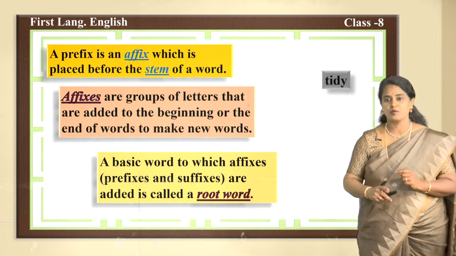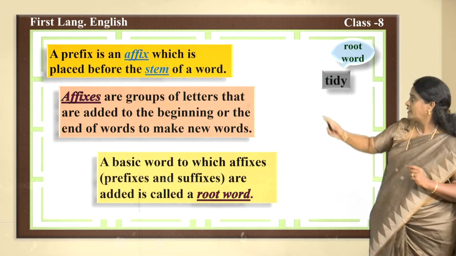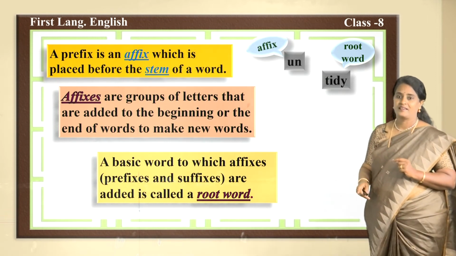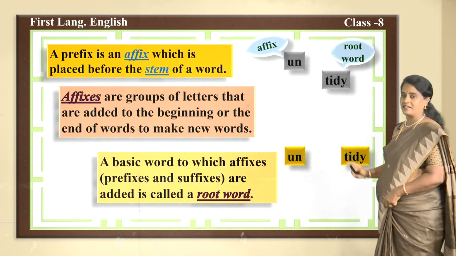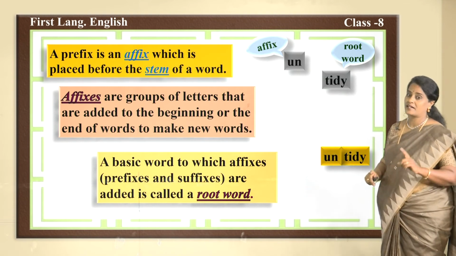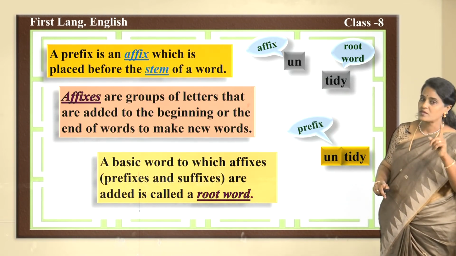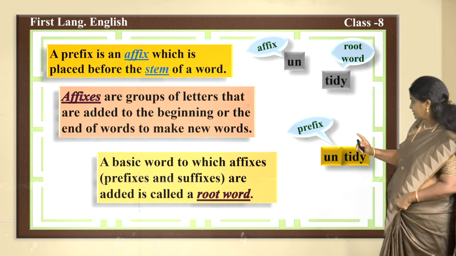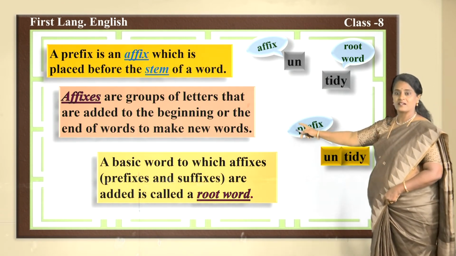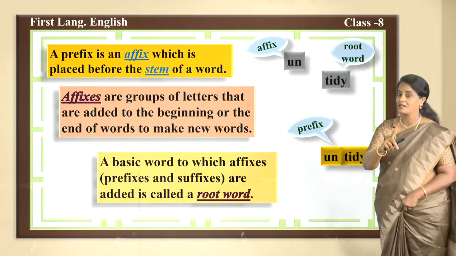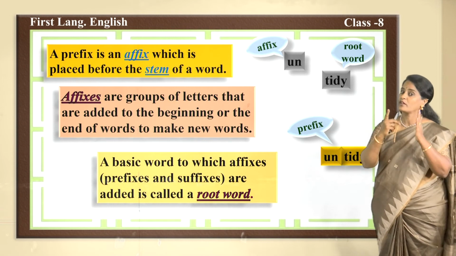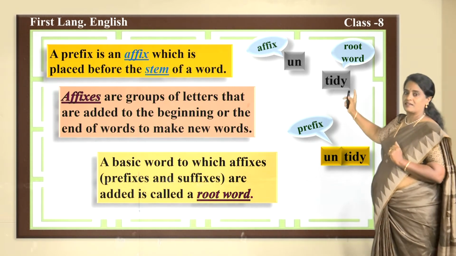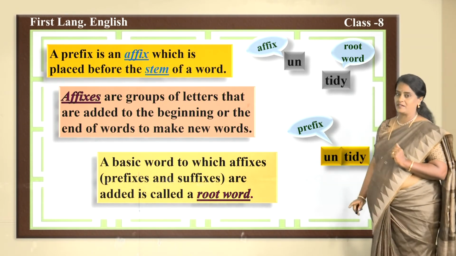And you have an example here. Look at the example, tidy. Tidy is the root word. And what is the affix added? It is un. And these two, un and tidy, come together to make another word, that is untidy. Now, which is a prefix here? That is un. So, what do you mean by prefix, children? Exactly, correct. You add a group of letters or a word before the root word, before the stem word, right? And you call it a prefix. So, tidy, untidy, you add the prefix un.